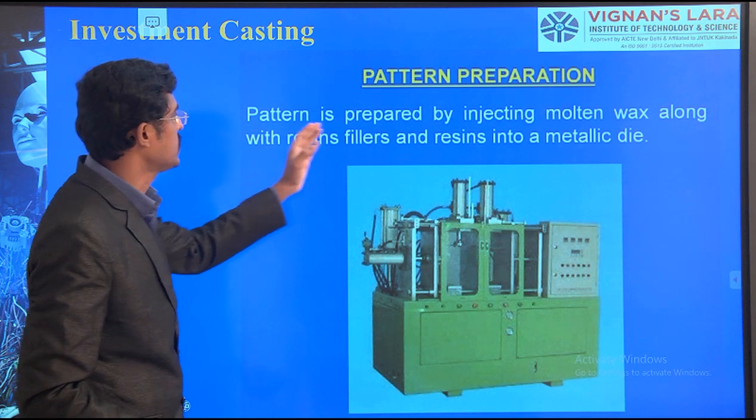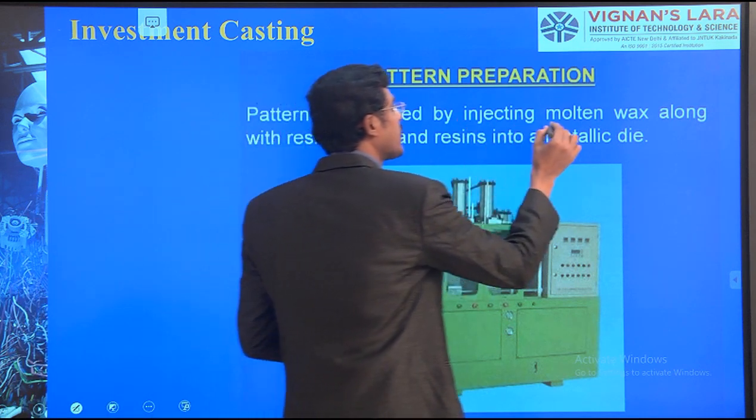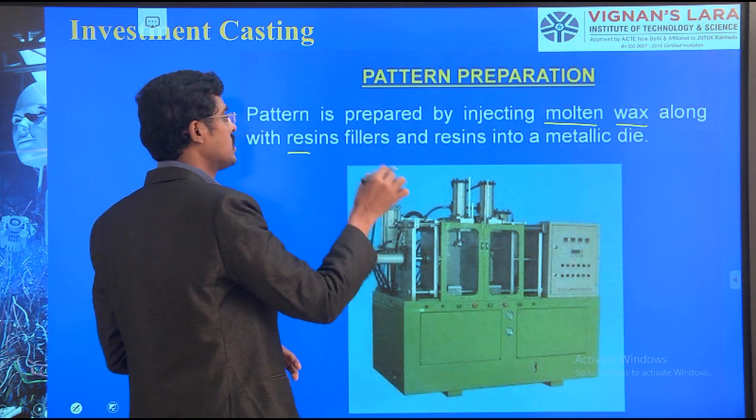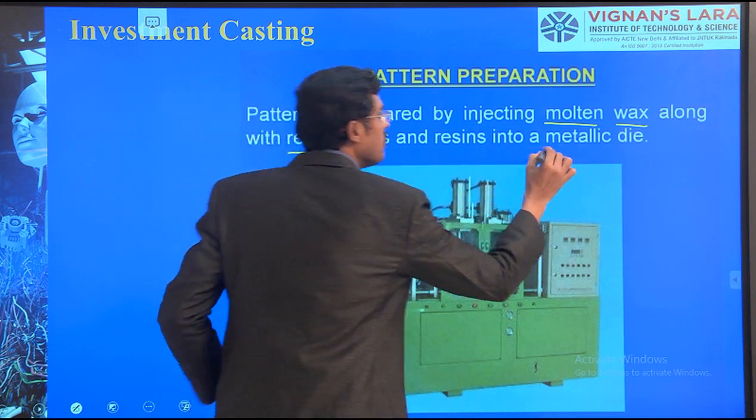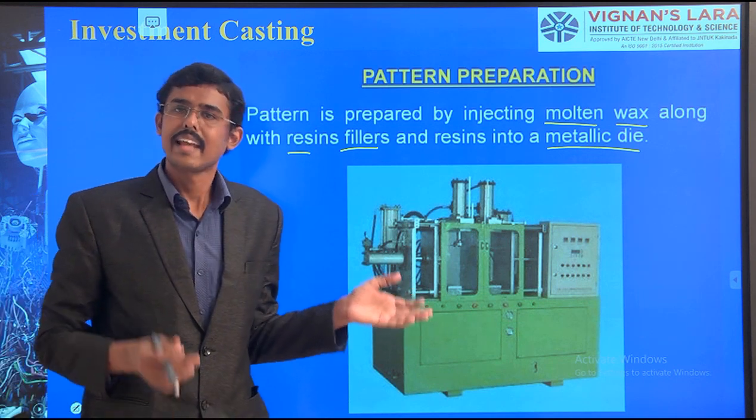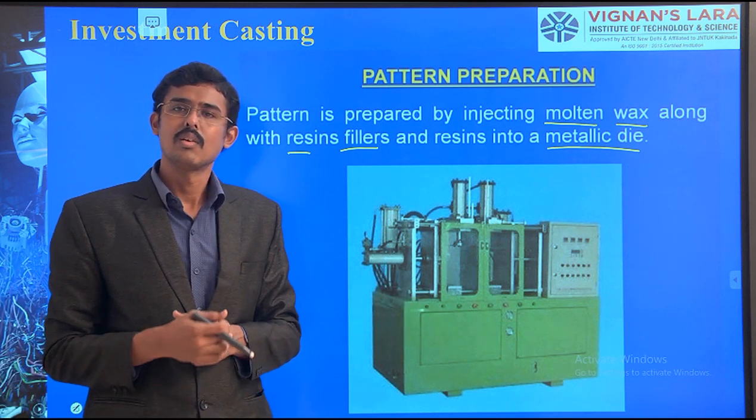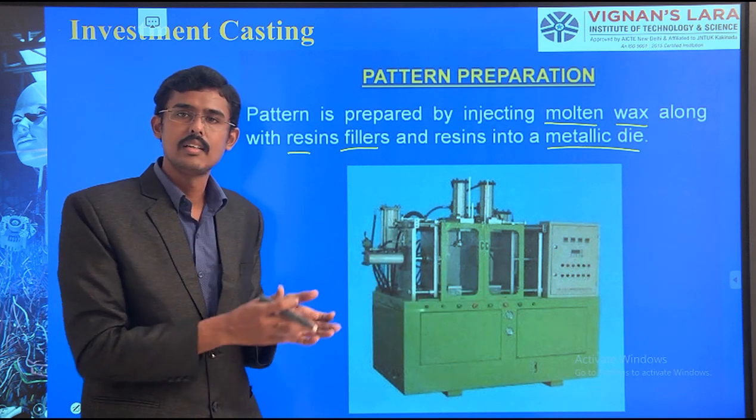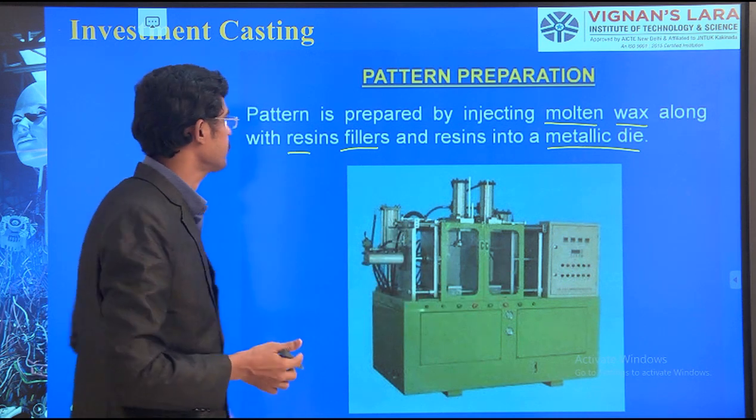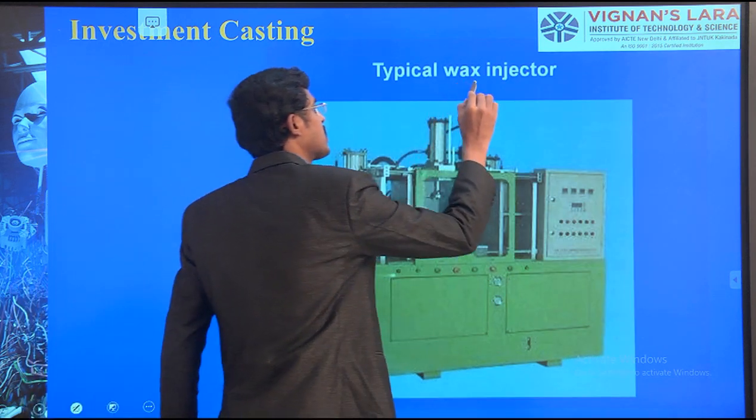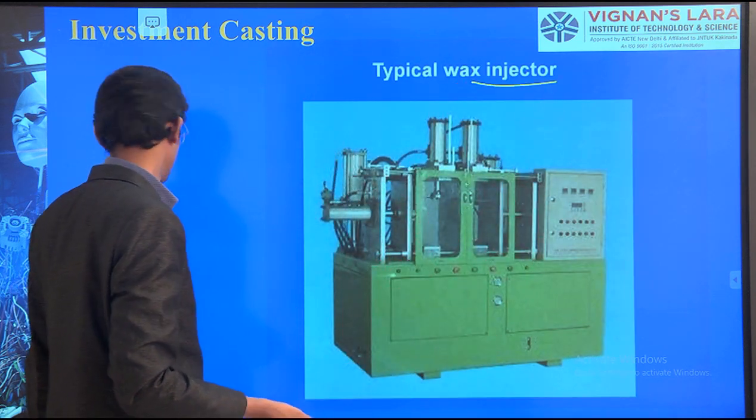See, the pattern is prepared by injecting molten wax along with resins and fillers into a metallic die. It is also like a die casting process, where a machine setup is used to create the pattern. So these are some of the wax injection methods and machine setups.